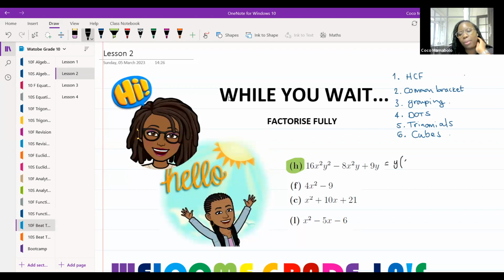All right. If we take Y out, we're going to have 16x squared Y minus 8x squared plus 9. Now, unfortunately, what we have left also has nothing in common, so we can't factorize it any further. So this is the final answer that we're looking for. Let's look at F. What kind of factorization would we use for F, guys?